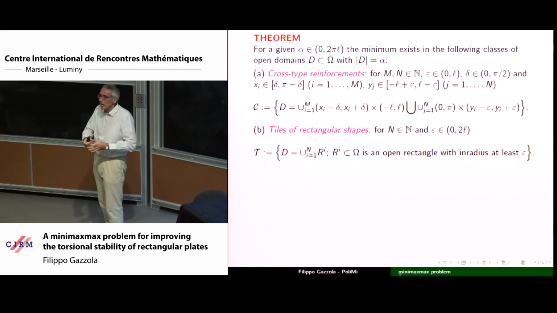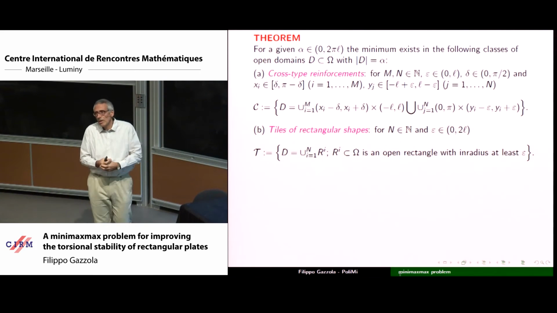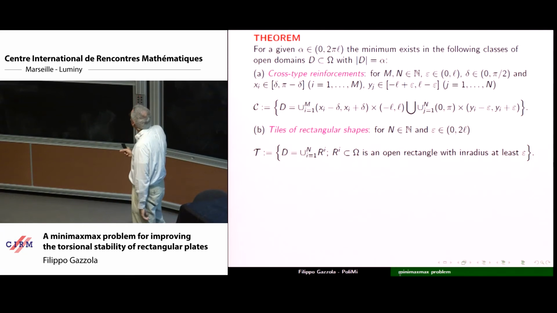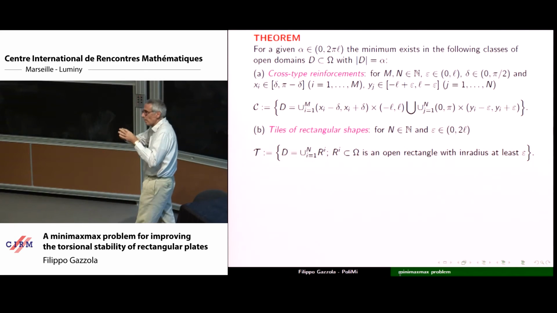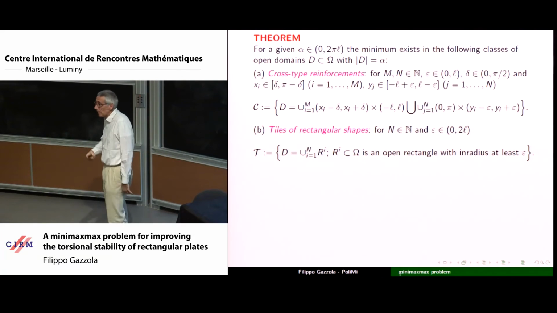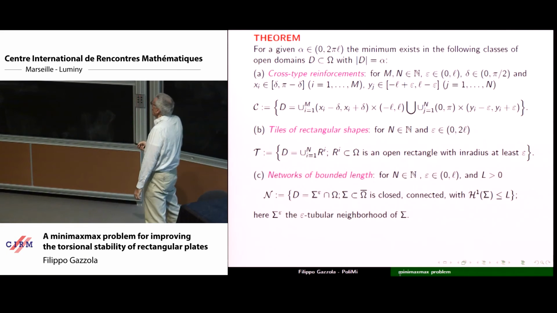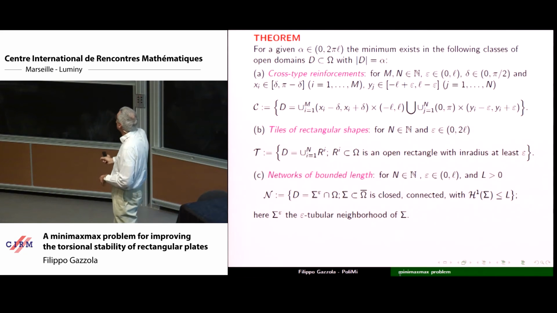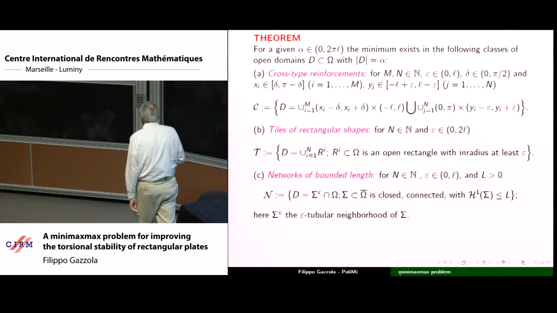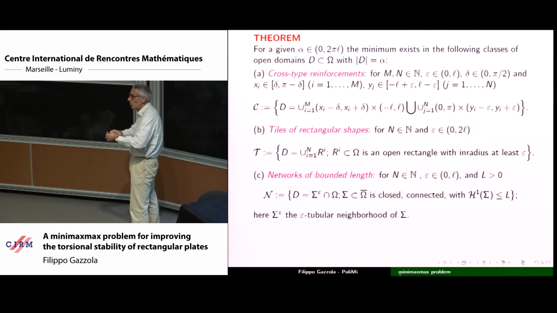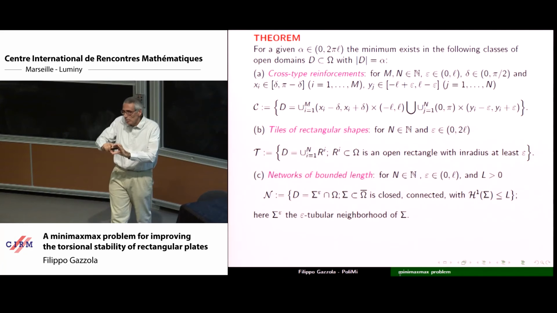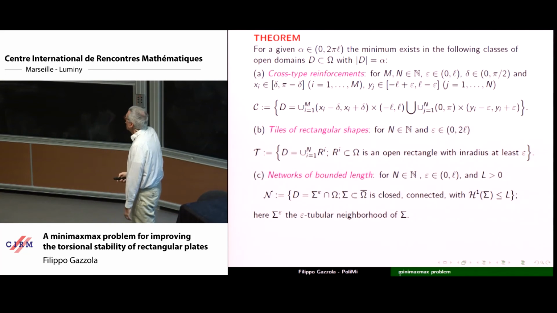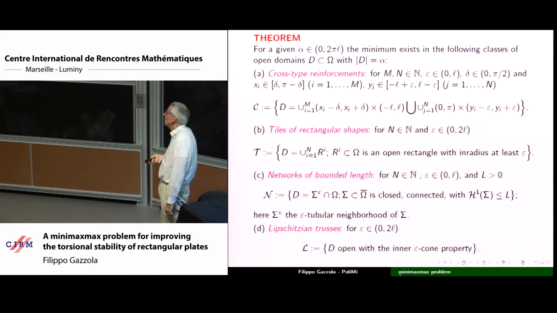So you take rectangles and you put them inside the plate, but with a minimal inradius in order not for them to shrink to a segment or even to a point. Or networks of bounded length, which means you take a line which has a finite one-dimensional Hausdorff measure and you fatten it by taking the epsilon tubular neighborhood, so you get a flat line, a fat line. And, well, these are the most general Lipschitzian trusses.